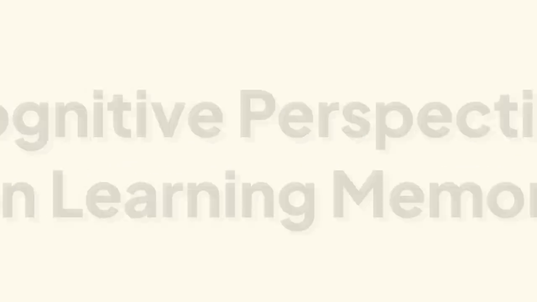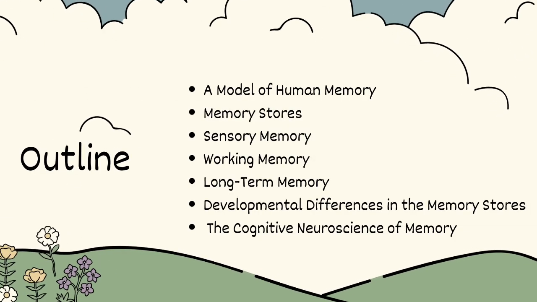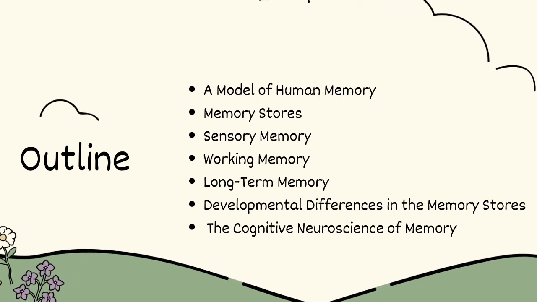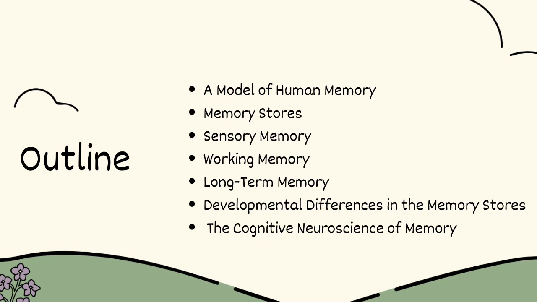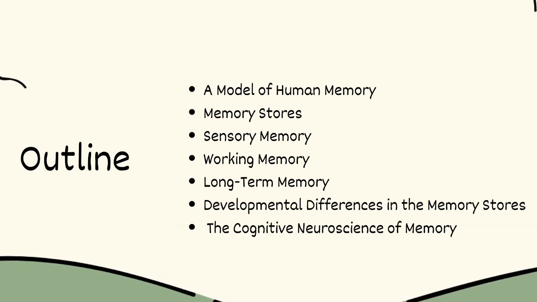In this video, we are going to talk about a model of human memory, memory stores, which has sensory memory, working memory, long-term memory, developmental differences in memory stores, and the cognitive neuroscience of memory.